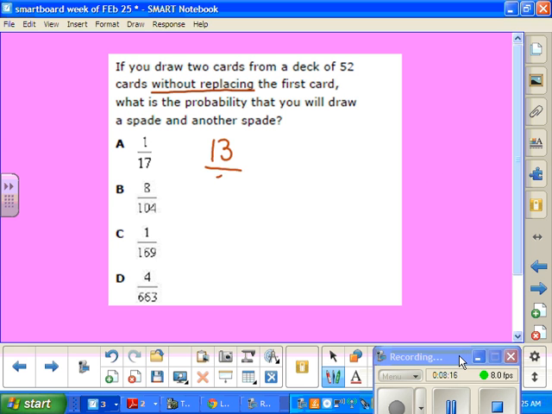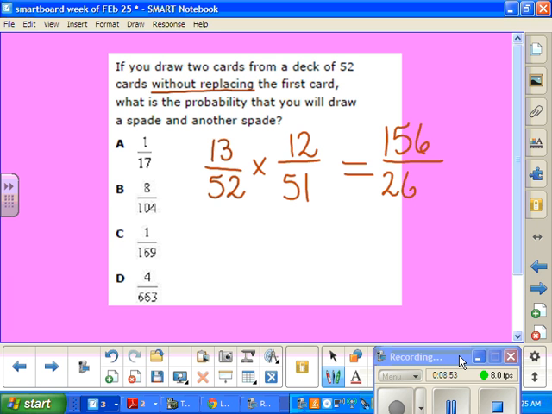All right, so we have 13 spades out of 52. We're going to multiply that by 12 out of 51 because we didn't replace. Because if we got a spade the first time, there'd just be 12 left. So we're going to multiply 13 times 12, which gives us 156. And then we're going to multiply 51 times 52, which gives us 2,652.